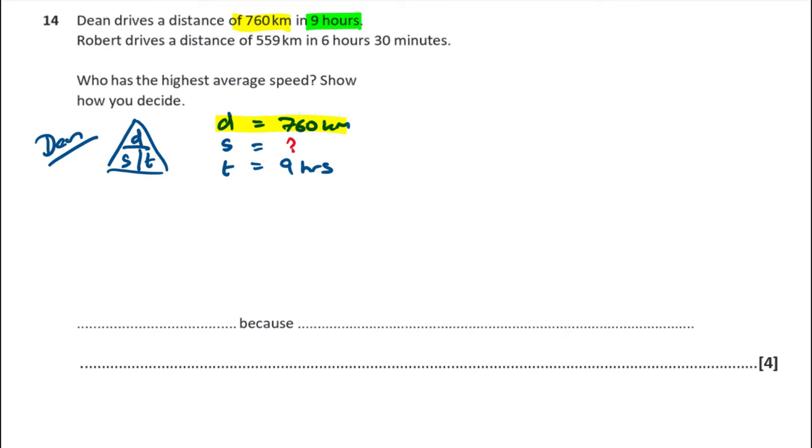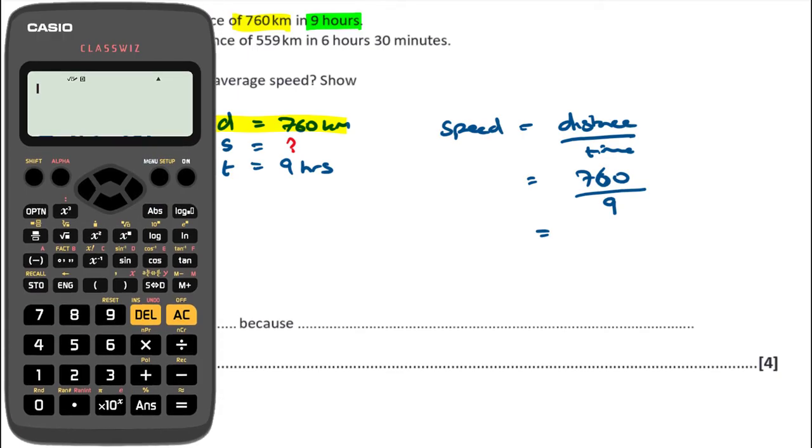So in our triangle, we're going to cover up speed, and then we're going to use the arrangement of the triangle to work out the formula for speed. So speed equals, well, the other two, one is above the other, so it's distance divided by time. Okay, so subbing in 760 kilometers divided by 9 hours. What's that then? 760 divided by 9, that comes out to be 84.4 recurring.